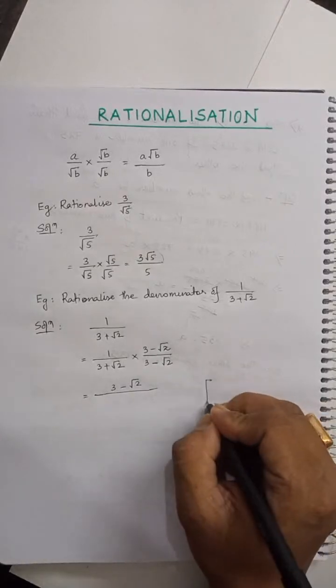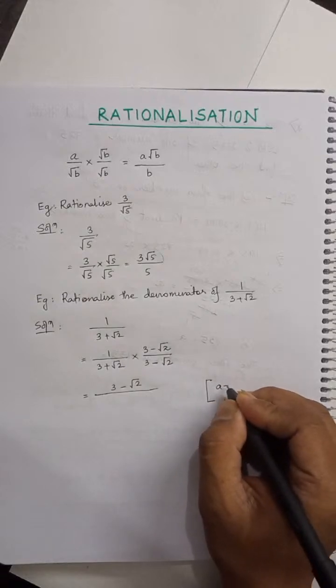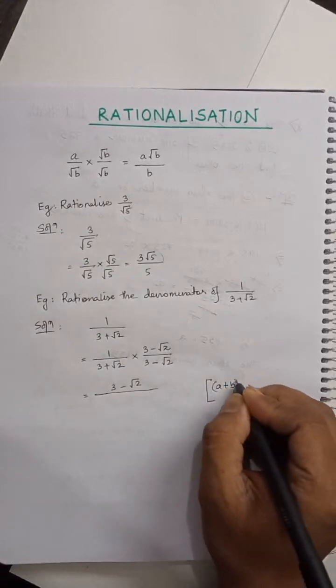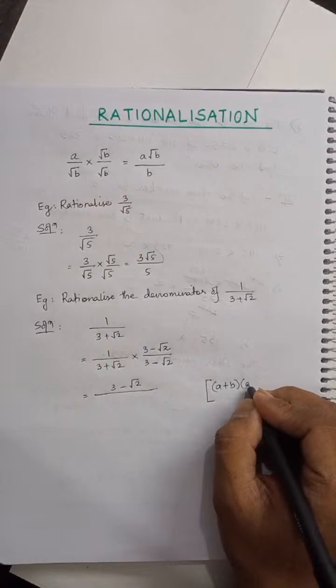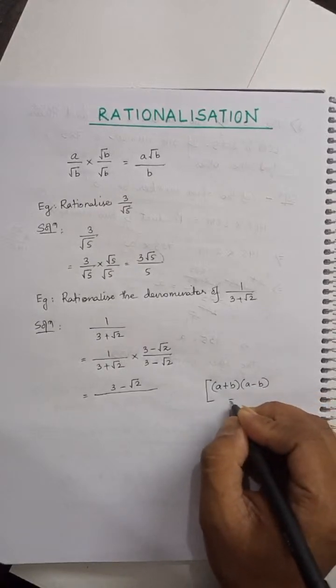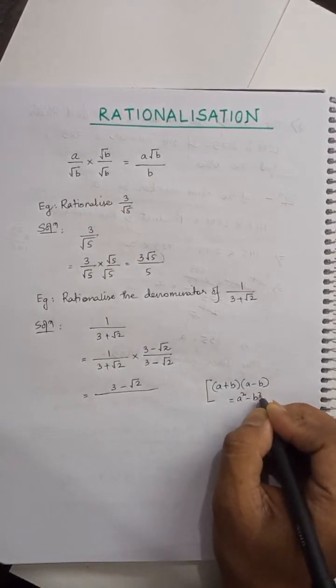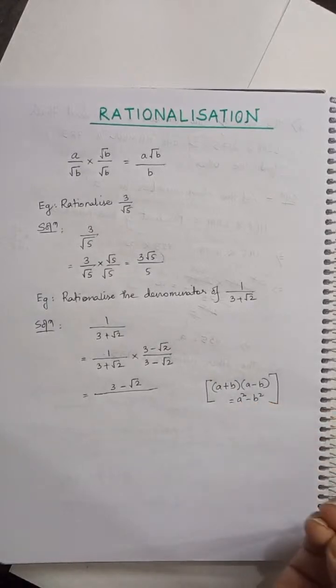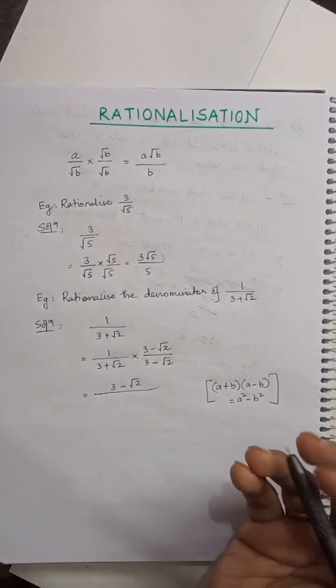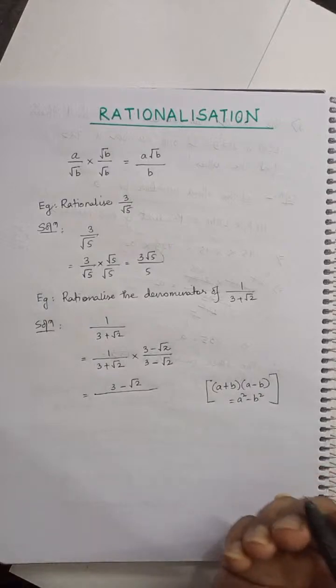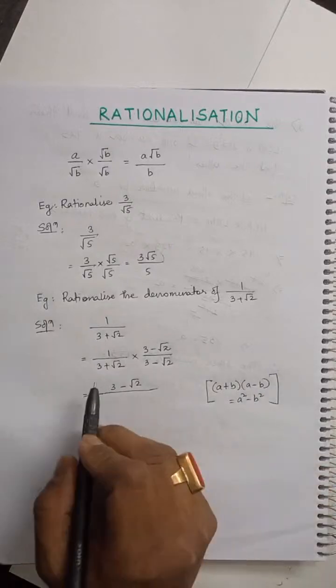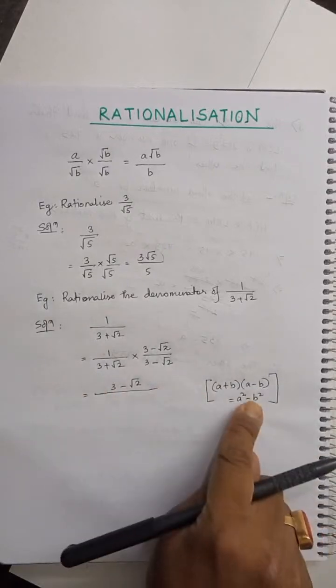Now if you remember, we have one algebraic identity which says that a plus b multiplied by a minus b equals a square minus b square. Or you may write x plus y into x minus y equals x square minus y square. Whichever way you want to write. So we have this in the exact format.